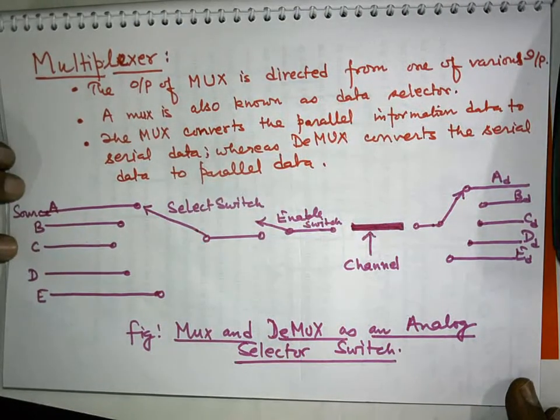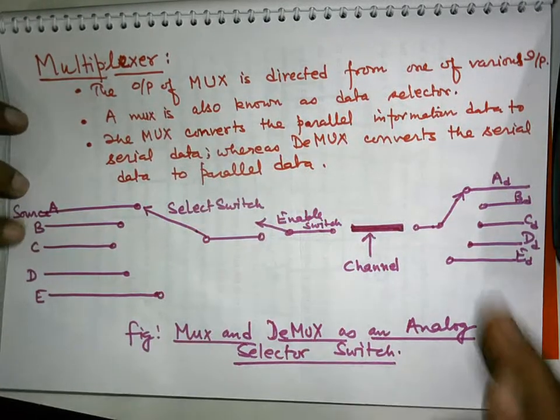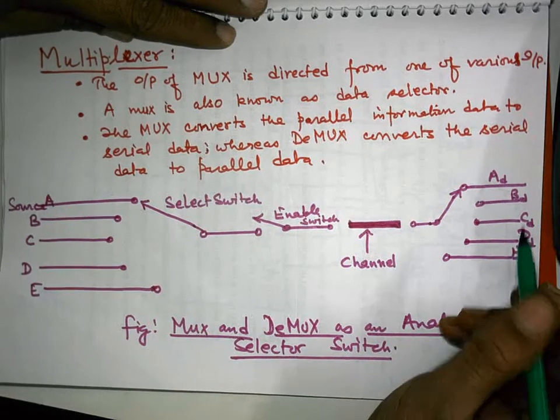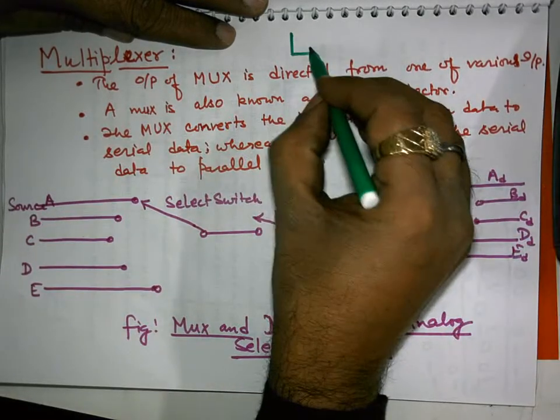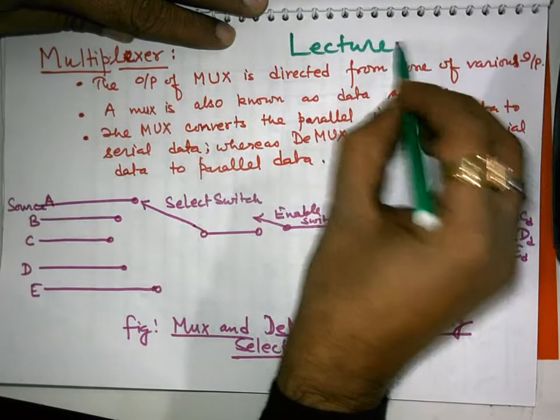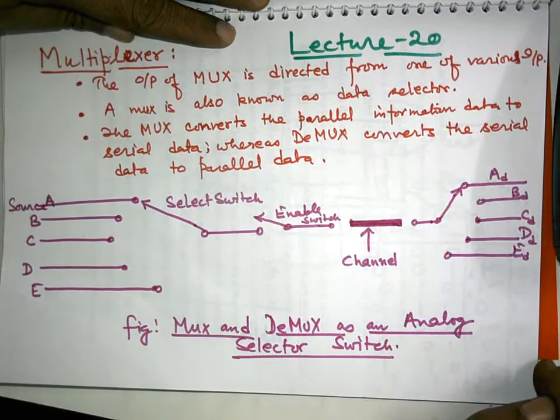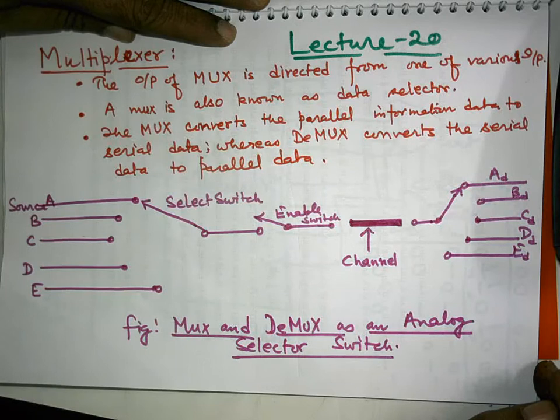So now I will describe one of the combinational logic blocks, which is called the multiplexer, and this would be lecture number 20 of my series.